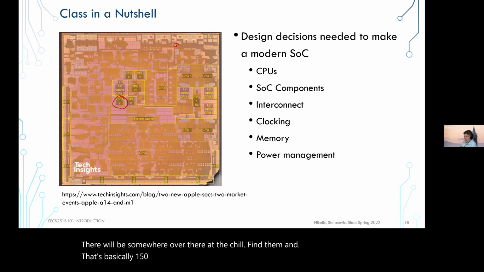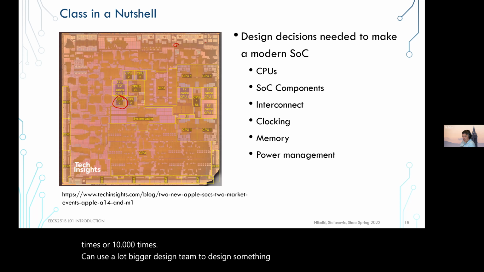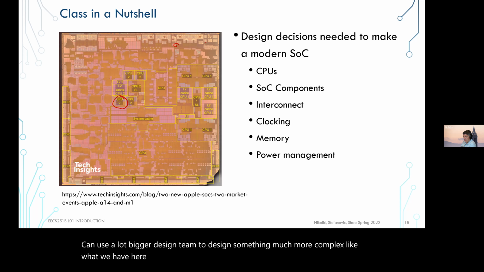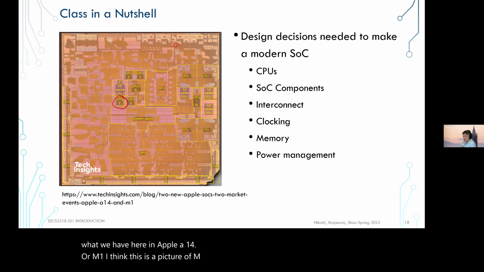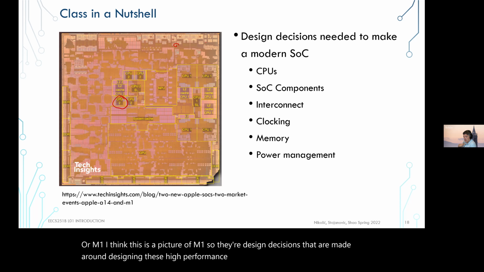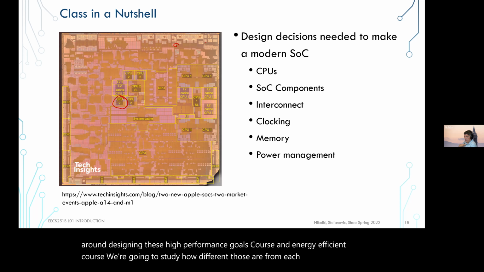Now we need to somehow scale that up by 1,000 times or 10,000 times and use a lot bigger design team to design something much more complex, like what we have here in Apple A14 or M1. I think this is a picture of M1. So there are design decisions that are made around designing these high performance cores and energy efficient cores. We're going to study how different those are from each other and why they're different from each other.